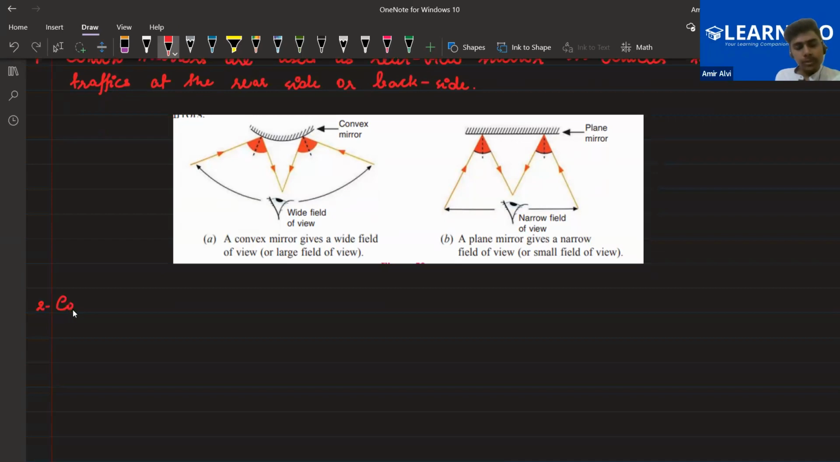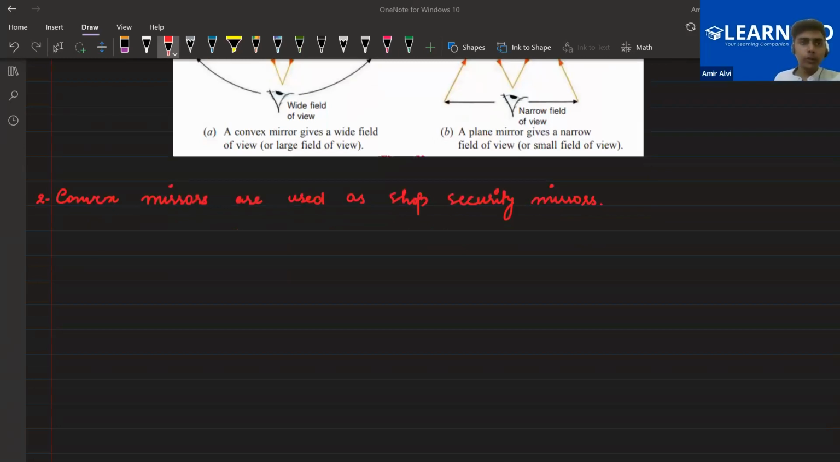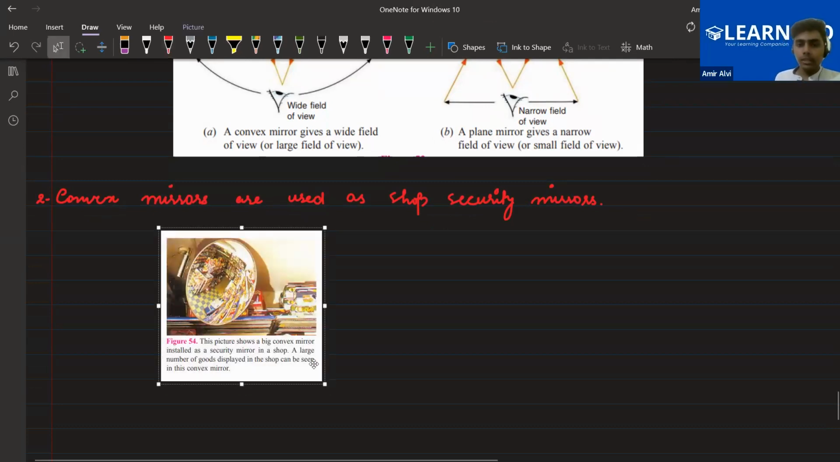Second, convex mirrors are used as shop security mirrors. So shop security mirrors, that mirror also gives you a wide range of view. Let me give you an example of a similar thing. You must have seen these in shops, at the entrance of the shops, right? That shows which customer is taking something, or if somebody is stealing something or not. So that is used to prevent these things.